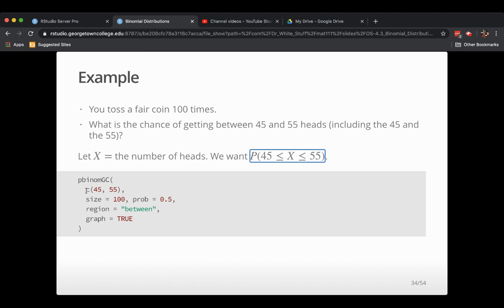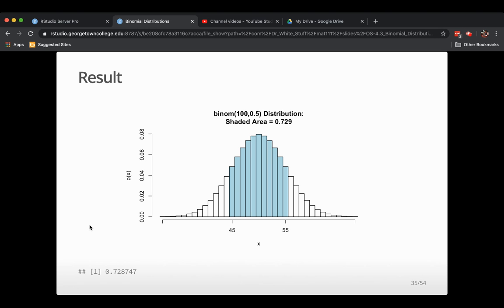Well, we know how to handle those questions now. We just stick our two boundary numbers together with the c and say we want region is between. We do need to specify the binomial random variable. It's 100 trials, chance of success 0.5 each time because it's a fair coin. Off we go. And the probability is about 72.87%. That's the sum of the heights of all of these rectangles that you see shaded in here.